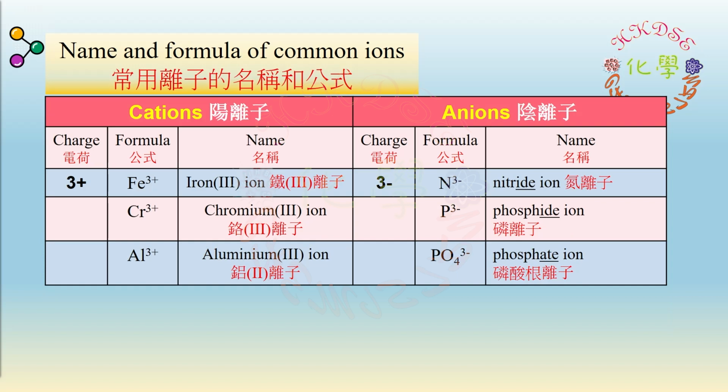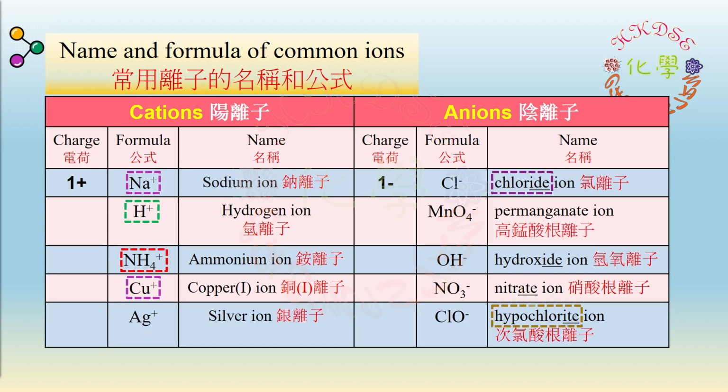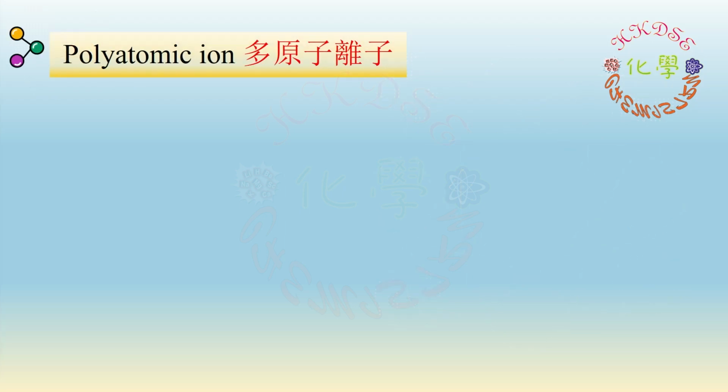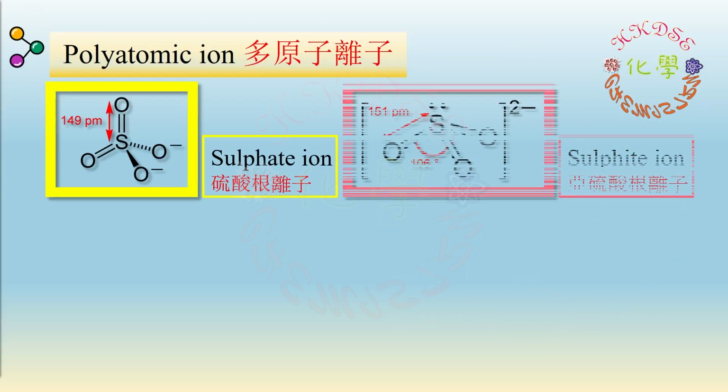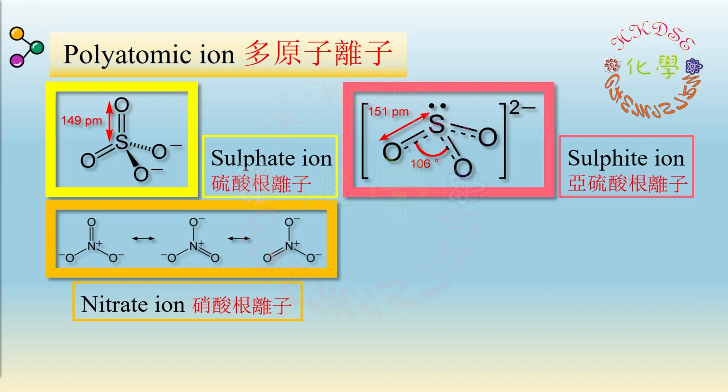Polyatomic anions containing oxygen often have names ending in ATE or ITE. The polyatomic anion with more oxygen is named as ATE, and that with less oxygen as ITE. For example, sulfate ion, sulfite ion, nitrate ion, nitrite ion.